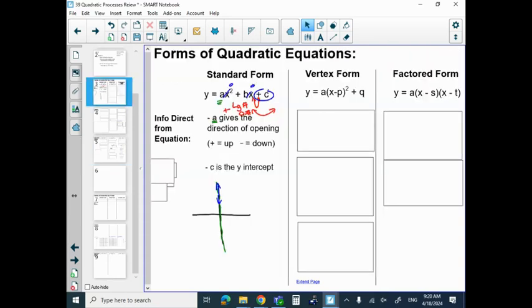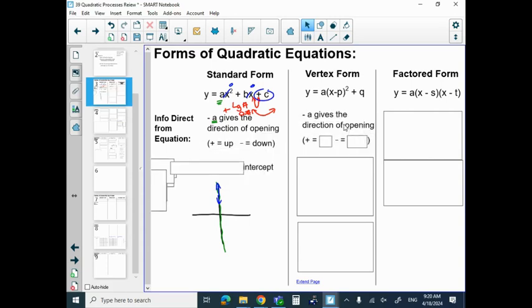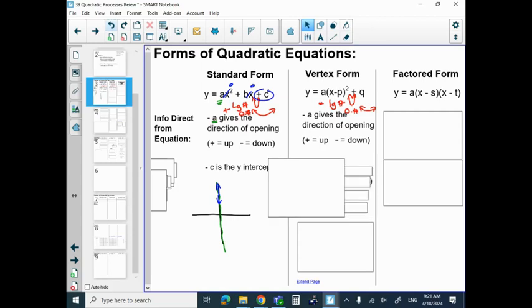So vertex form, this one here, we know that the A value, once again, gives us the direction of opening, the positive is up, the negative is down, all that same stuff. And also, right, a large number makes it tall and skinny, whereas a small decimal number makes it wide. It looks wide, it's really actually squished vertically, right? So exact same stuff as the previous one.